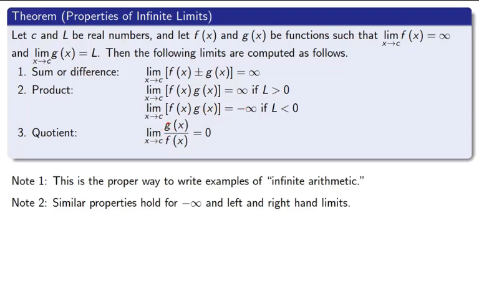Finally, remember g of x is a finite number. If you take any number and divide by quote-unquote infinity, you get 0. These are what we call infinite arithmetic, but we normally don't ever write infinity times something or infinity plus something or infinity divided by something or something divided by infinity. However, whenever we do these, we can always write it down with these particular rules. I will say these properties hold for also negative infinity. They also hold for left and right hand limits. They're all pretty similar. What you expect to happen seems to happen.